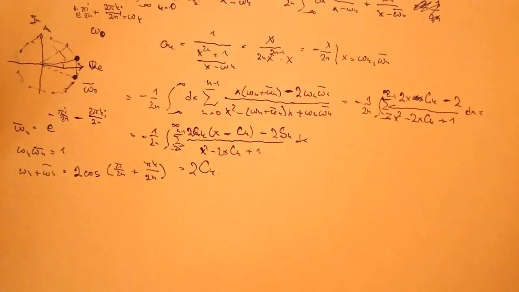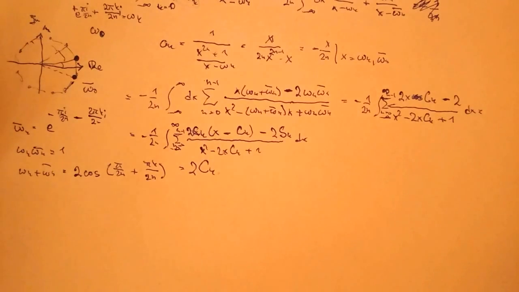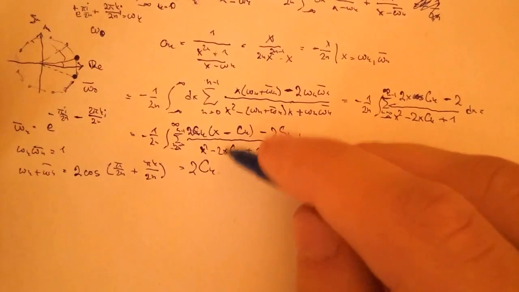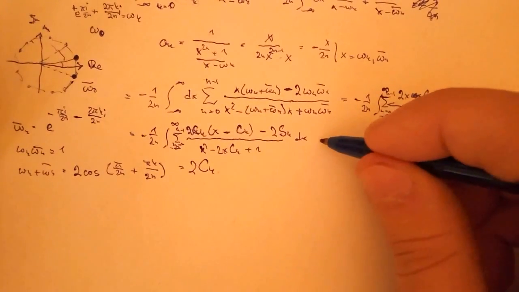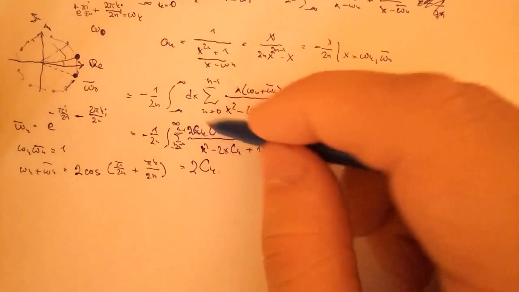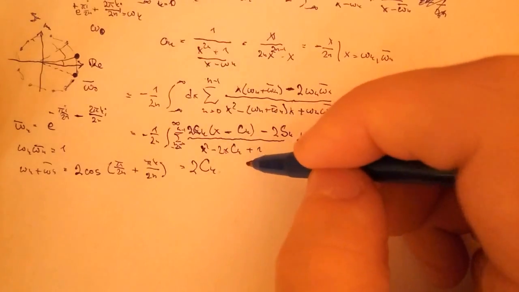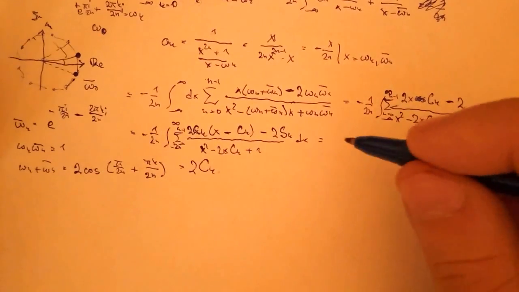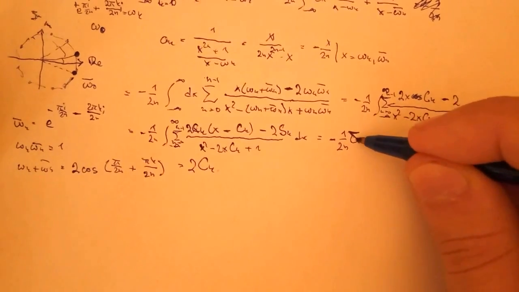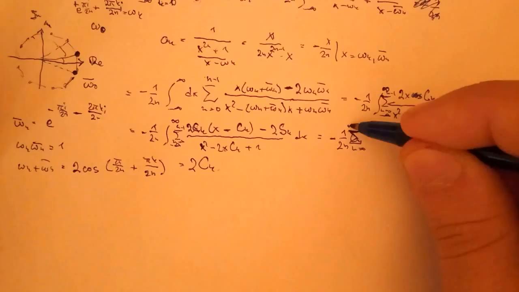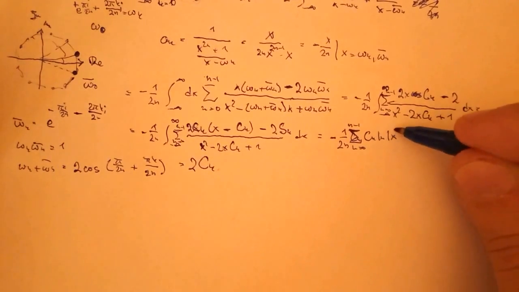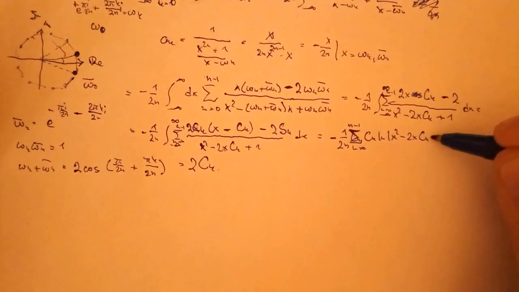Interestingly enough, this is very easy to compute, because now this part is the derivative of this with this ck, so there is an equal sign. 2 times x minus 2 times ck, which is the derivative of the denominator, so this is minus 1 over 2n, the summation from k equals 0 to n minus 1, of ck times logarithm of x squared minus 2x ck plus 1.